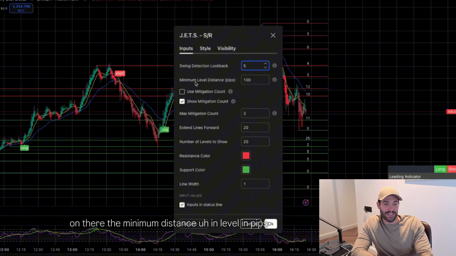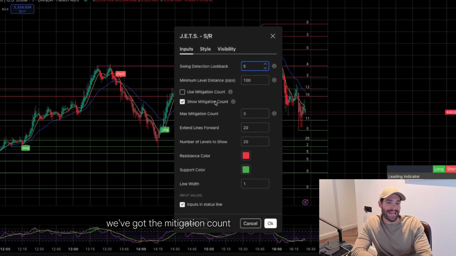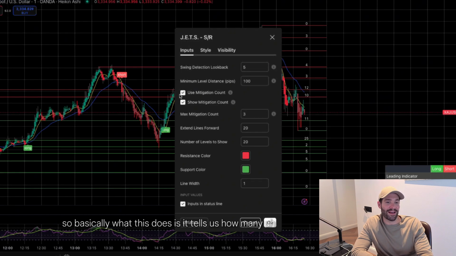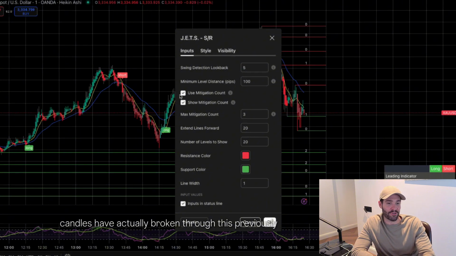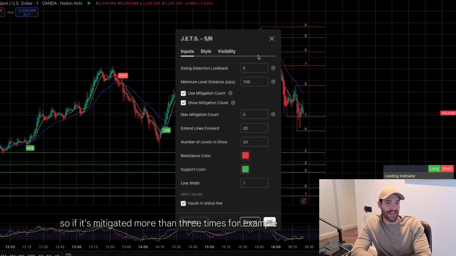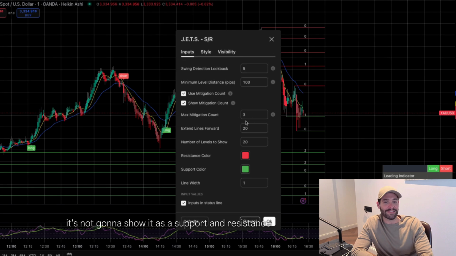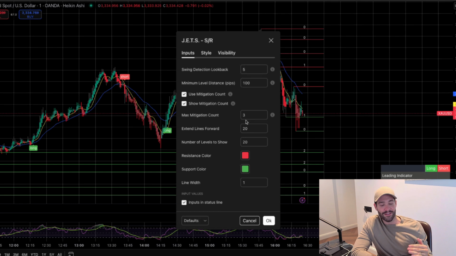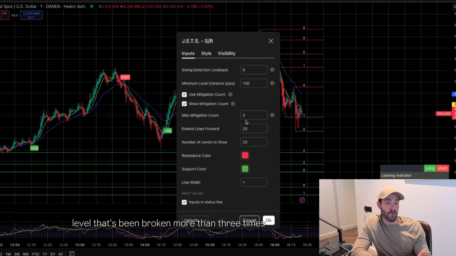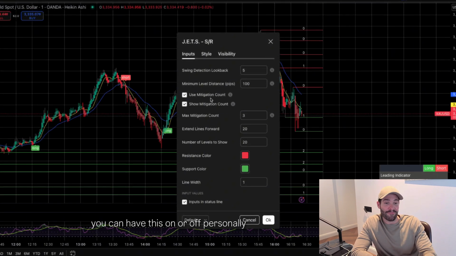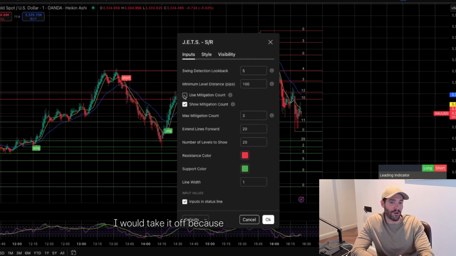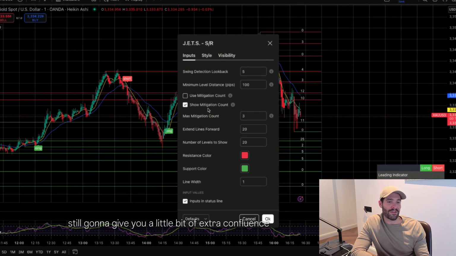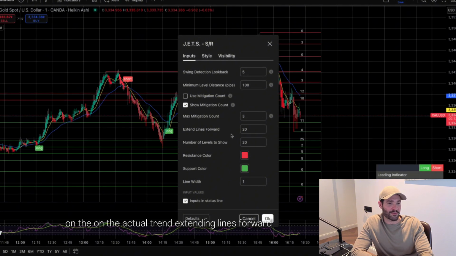The minimum distance level in pips, we've got the mitigation count. So basically what this does is it tells us how many candles have actually broken through this previously. So if it's mitigated more than 3 times, for example, it's not going to show it as a support and resistance. So by mitigated, I mean broken through. So if we have a support or resistance level that's been broken more than 3 times, it's not going to count it. You can have this on or off. Personally, I would take it off because some of these levels don't always get responded to, but they're still good to know where they are. Still going to give you a little bit of extra confluence on the actual trend.